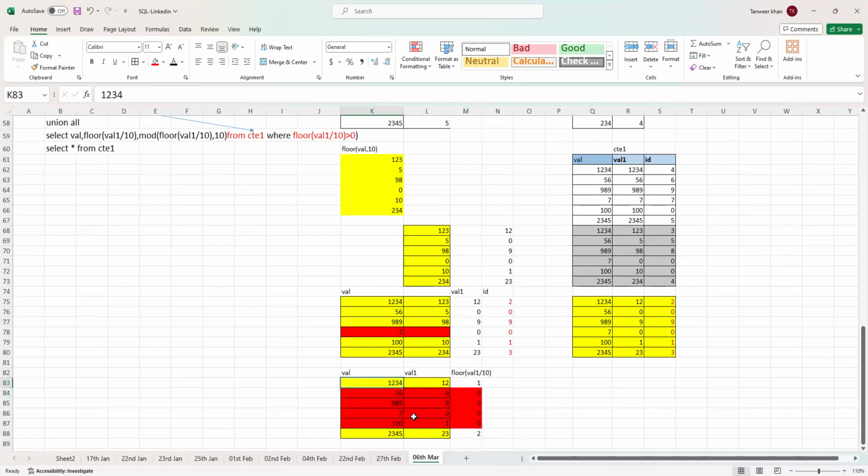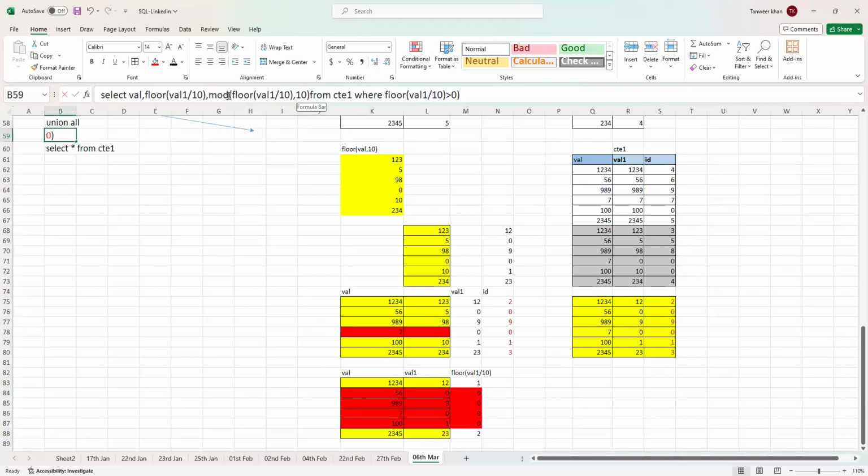Now we will consider this and this, correct? Now for this, what you want is val. Okay, this is val. What else you want? Floor of val 1 comma 10. Floor is this 1 and 2. Then you want mod of it. Then you want this one. So what will be the mod of this?